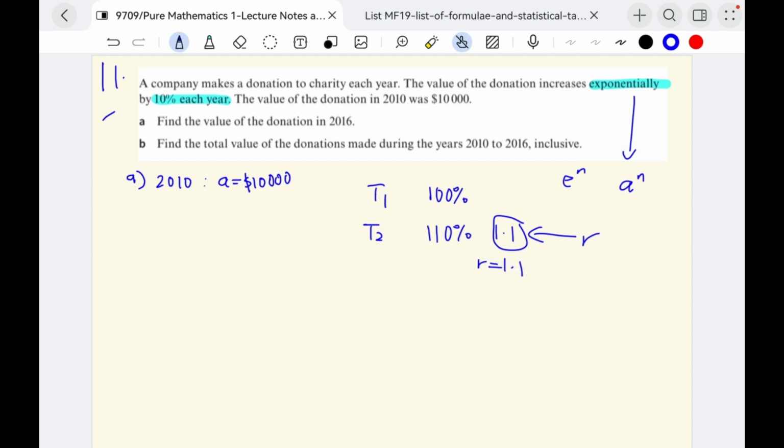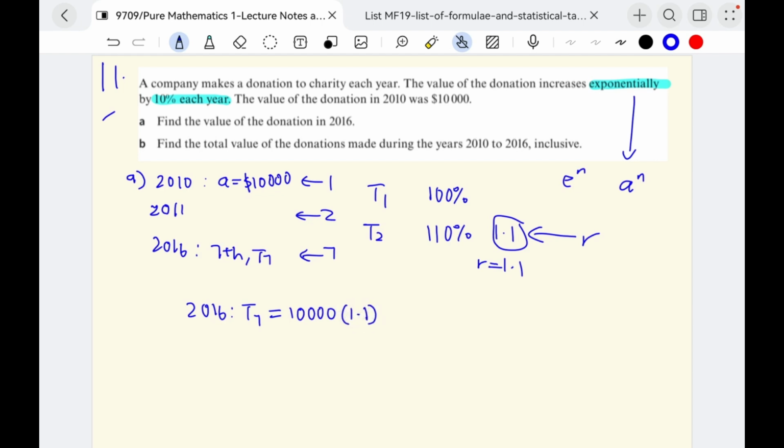And what it wants is 2016. It starts from 2010 as the first, 2011 counts as 2. So 2016 counts as the 7th term. So T7 equals the first term, $10,000, times the common ratio 1.1 to the power of 7 minus 1, which is 6. Just use your calculator to evaluate it.